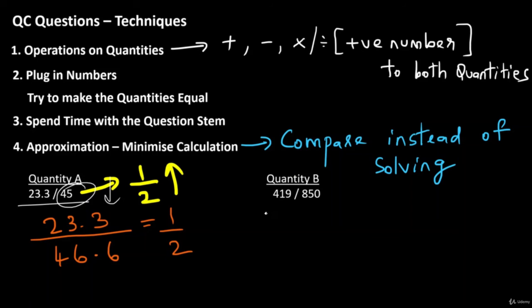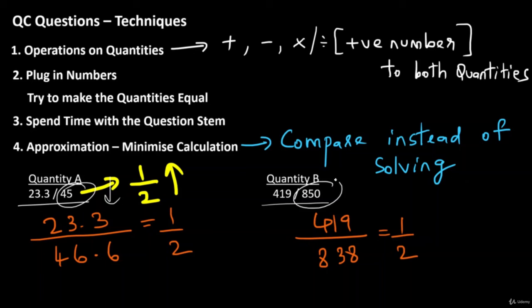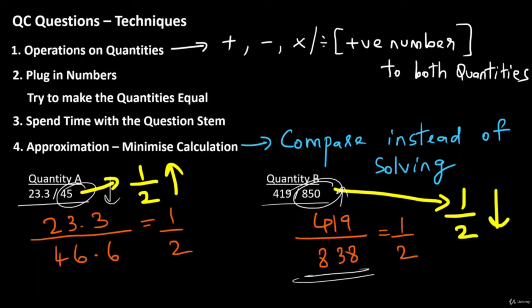Now what about quantity B? It's 419 by 850. Now 2 times 419 is 838. So if the fraction was 419 by 838, the fraction would be equivalent to 1 by 2. Now the denominator over here is slightly greater than 838, right? Therefore, this fraction over here will be less than 1 by 2. So quantity A is greater than 1 by 2 and quantity B is less than 1 by 2, and therefore the answer to this question is option A, that is quantity A is the greater number.